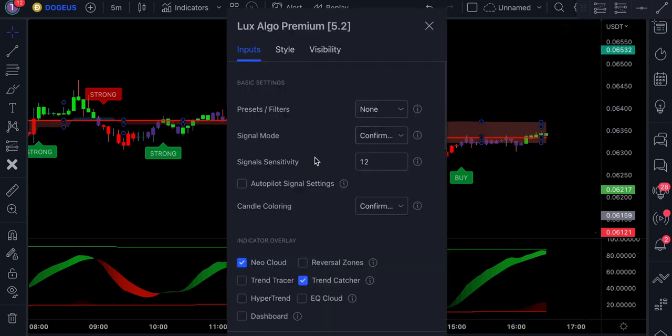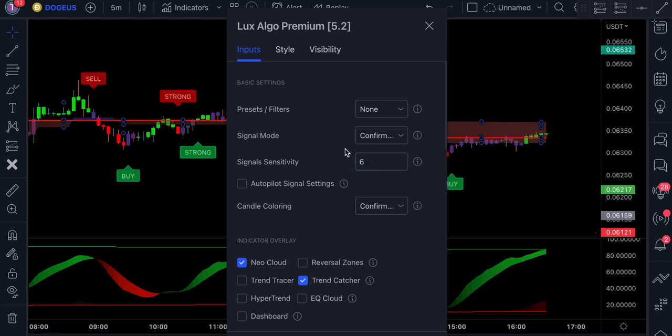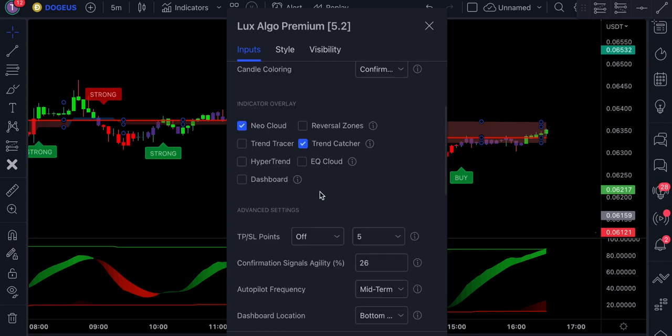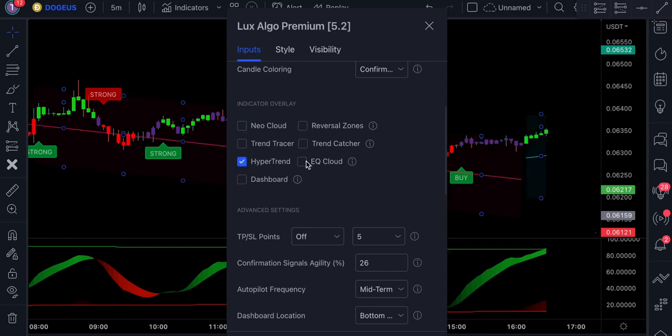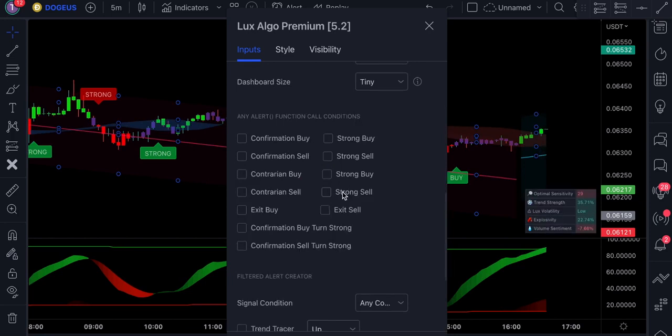Depending on your trading style, you can change the signal sensitivity. The smaller the number, the more signals are issued by the indicator. Also, depending on your trading strategy, you can enable or disable some of these options. And as I said, you can enable different types of alerts. This saves you quite a bit of time because you don't have to be staring at the charts all day.